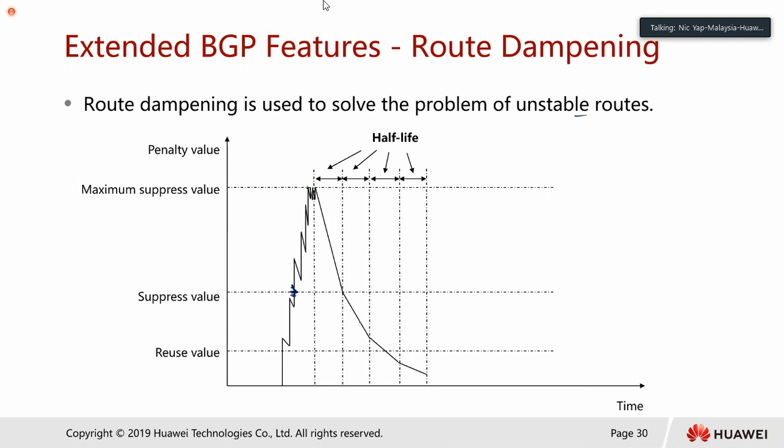So coming all the way back to the reuse value, before you can reuse the route. You can set the half-life. At every half-life interval that you set, your penalty value is reduced, until your penalty value drops to the reuse value. It means that within this half-life, you do not flap anymore. Then the penalty will fall back and go down until the reuse value before you can use the route or advertise the route. That is what we call route dampening.